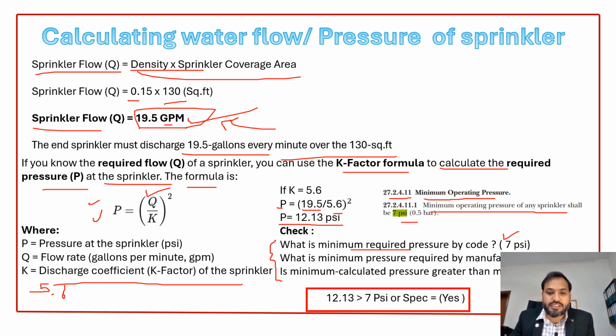Second, what is the minimum pressure required by the manufacturer? We have to know the manufacturer requirement. And third, the minimum calculated pressure should be greater than the minimum, meaning 12.13, which we have calculated, is greater than 7 psi, or the specification provided by the manufacturer. If it is okay, then yes, now you can move further to your next calculations.